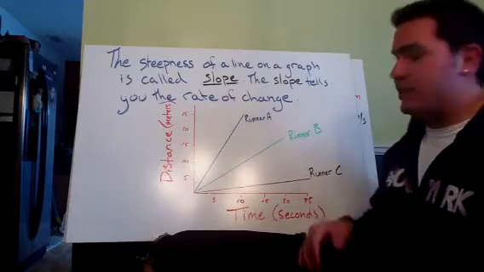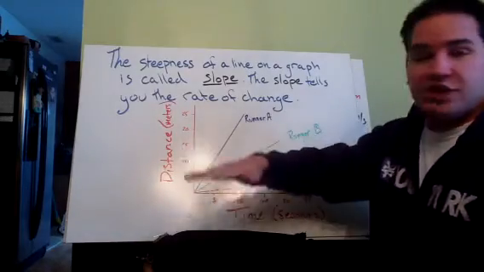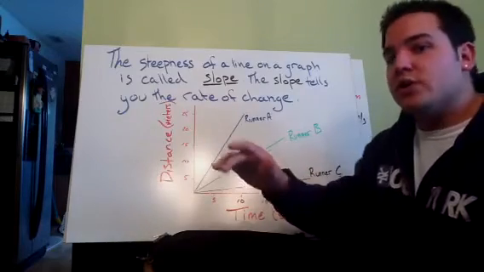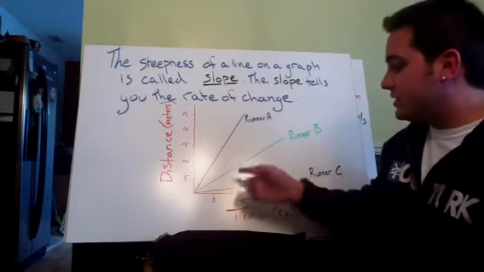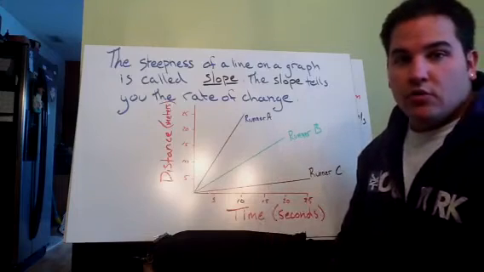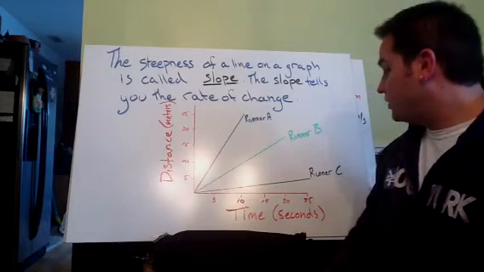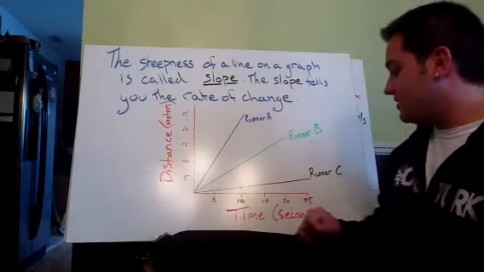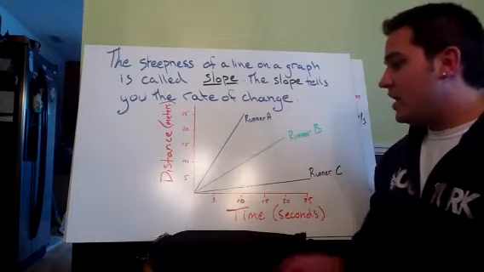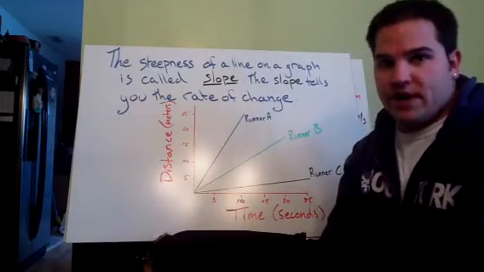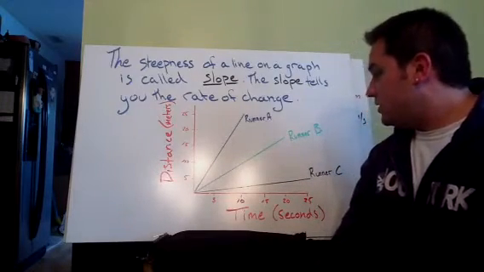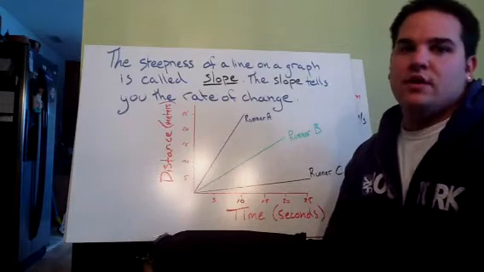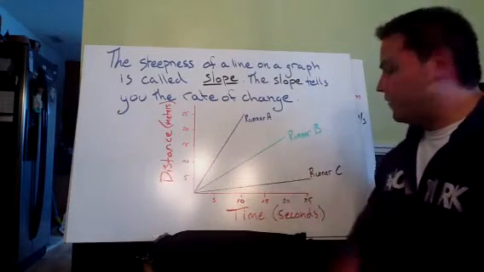If we look at runner C, the slope is shallow. It's lower, like a gradual hill, versus going up Mount Everest, compared to walking up the handicap wheelchair ramp. Runner C, we see, starts at time 0, goes to time 25, and only goes a distance of 5 meters. So 5 divided by 25, 1/5 of a meter per second, is the speed for runner C.